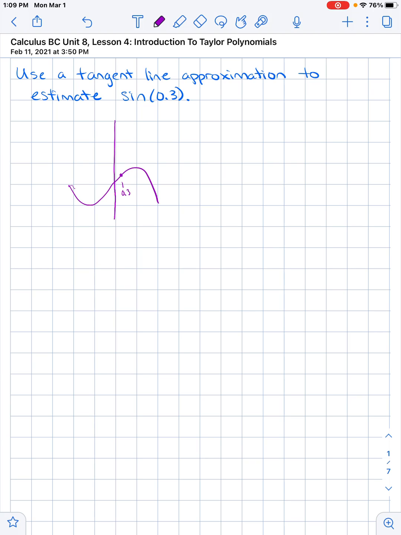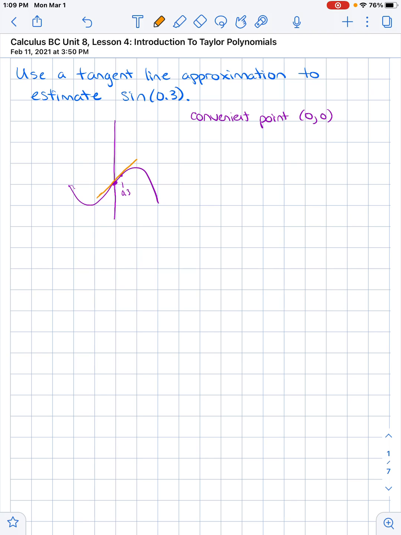So if I use this point here at (0, 0), because I know that's conveniently close, so my convenient point is (0, 0), because that's a point I know that's on the graph. So I'm going to write the equation of the line tangent to this graph at the point (0, 0), because then that line will be close enough to the curve to help me approximate 0.3.